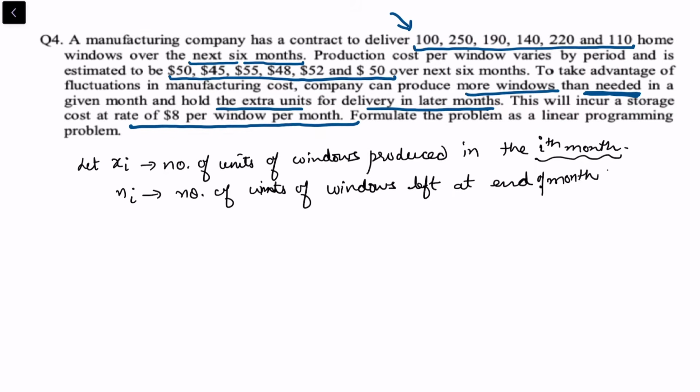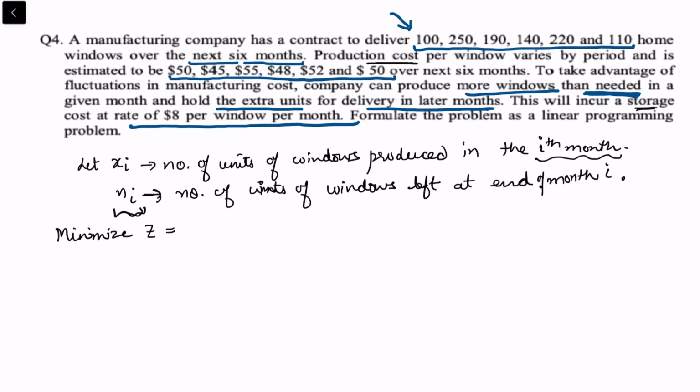Because we said that we can produce more windows, and if at all there are some remaining windows which we will carry forward for the next month, that will be denoted by the variable Ni. Now I want to minimize the total cost, because the cost of manufacturing is given, and there is a storage cost also. So since the cost is given, we obviously want to minimize the total cost. So we will say minimize Z equal to.